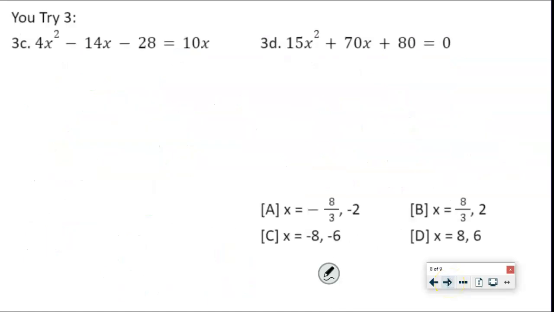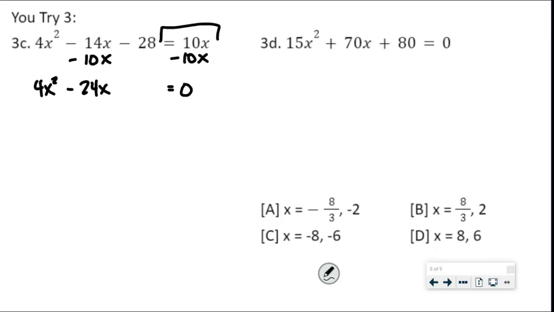So go ahead and pause the video here and try these 2 You-Tries on your own and let's see what you get. And here we go. Notice, right? First step here, our quadratic has to equal 0. So what are you going to do? Subtract 10x. Now see how it has an x? You have to make sure, right, to subtract the like terms. So this is 4x squared minus 24x minus 28 because here you get negative 14 minus 10, negative 24.